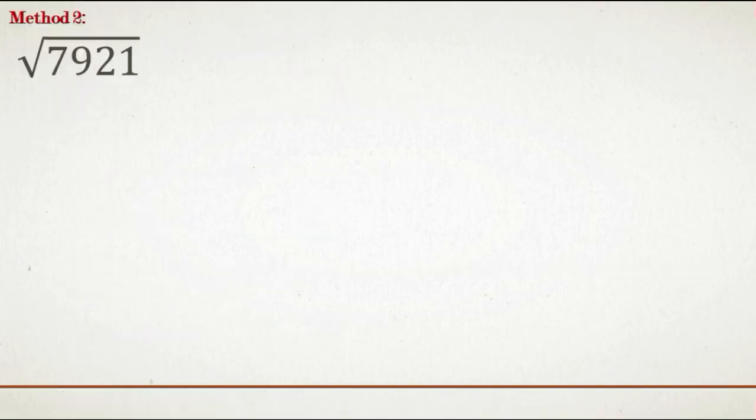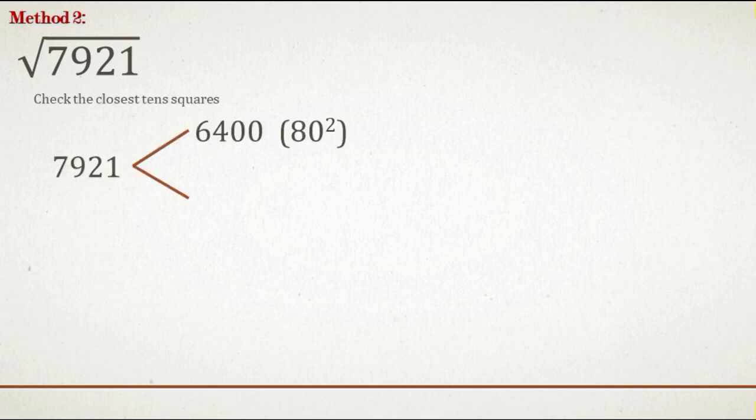Clear? Now using method 2, let's find out the square root of the same number which we used in our previous example. 7921 lies between the square of 80 and 90. So we know 8 square is 64 and 9 square is 81. So 80 square will be 6400 and 90 square will be 8100. Right? Now 7921 will come between these two numbers.